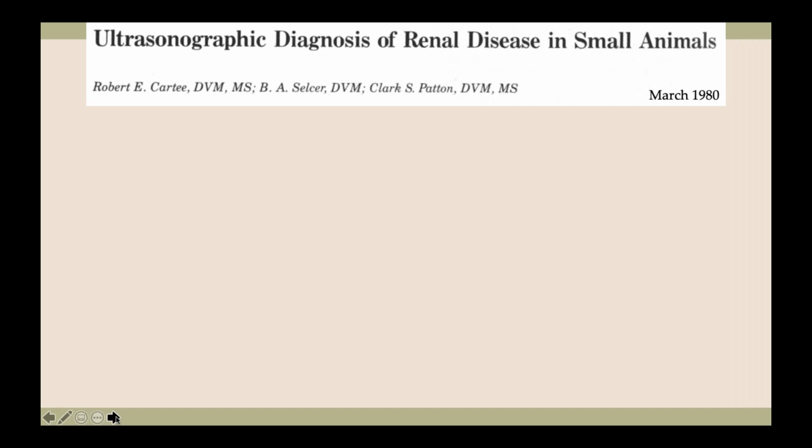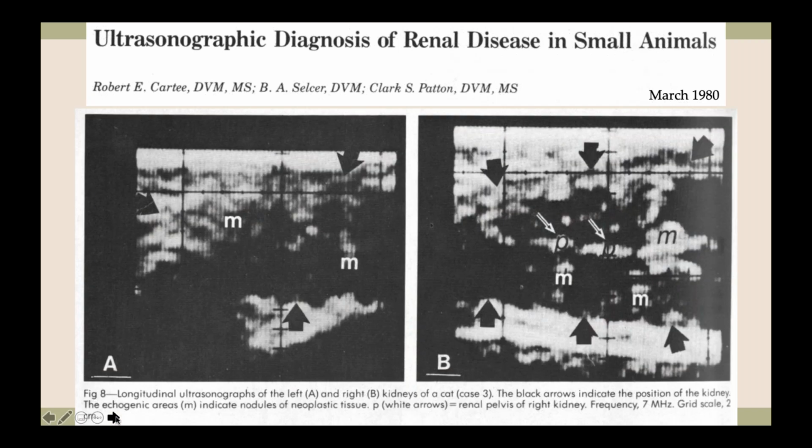This was the very first mention of feline kidney ultrasound that I could find in a peer-reviewed paper. It's from JAVMA back in March of 1980. This isn't specific for the kidneys, but they talk about kidneys on ultrasound. This is 40 years ago, and it is remarkable to see where ultrasound has come in those last 40 years. These are the images produced in that manuscript.